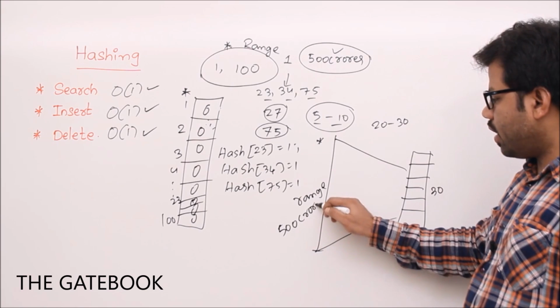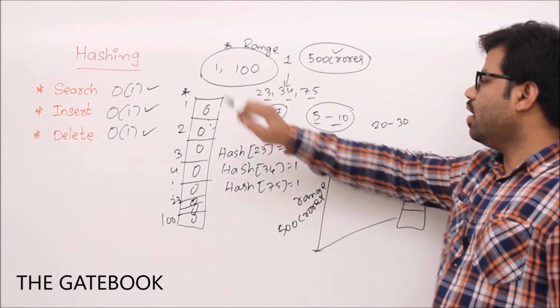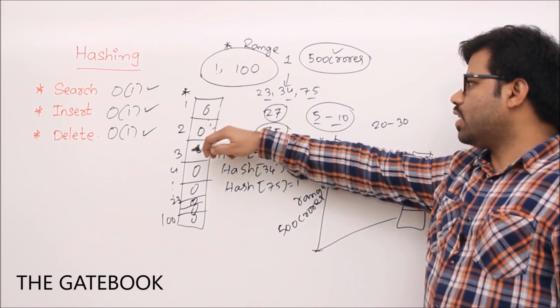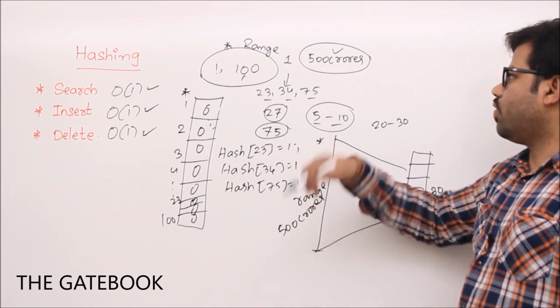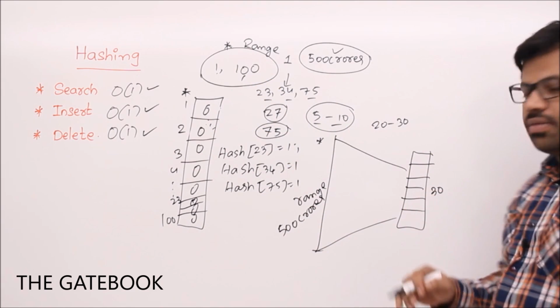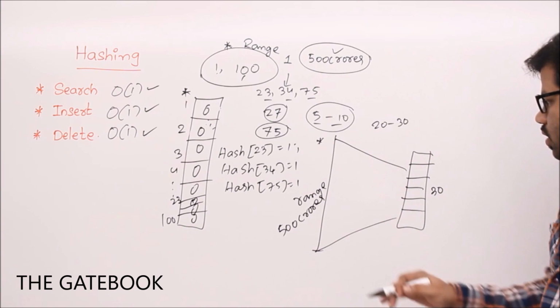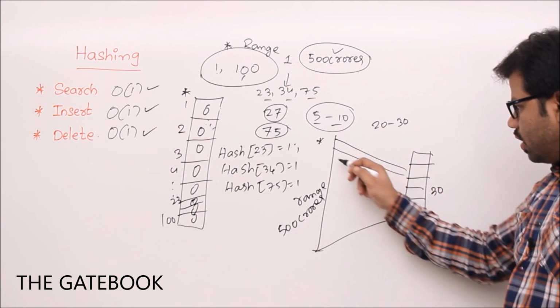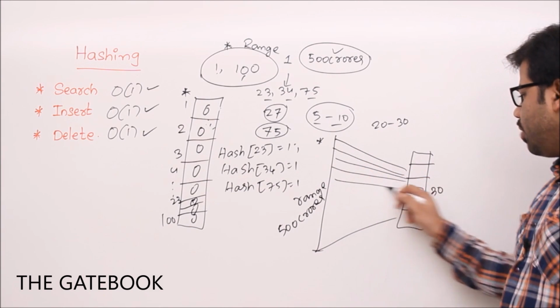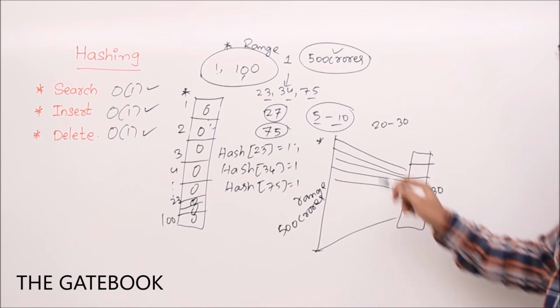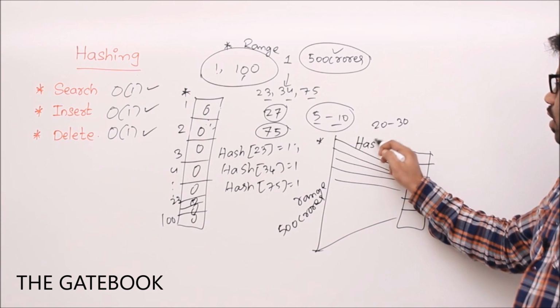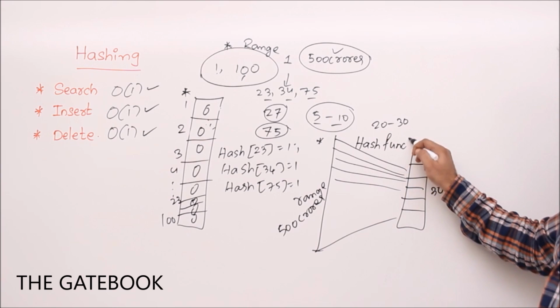Then how do you map it? In the earlier problem, you simply went directly: hash of 1 went to hash of 1, 100 went to hash of 100, in that way. But what about here? In this problem, somehow I have to map all this range to suitable memory locations. Correct? For that we use a hash function. Okay, we'll see what a hash function is.